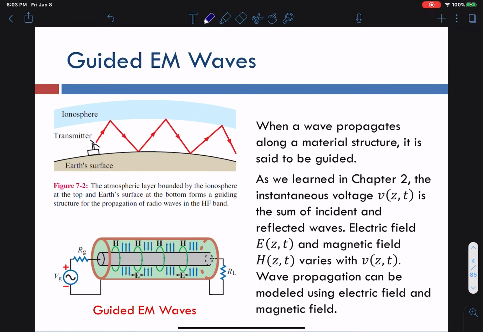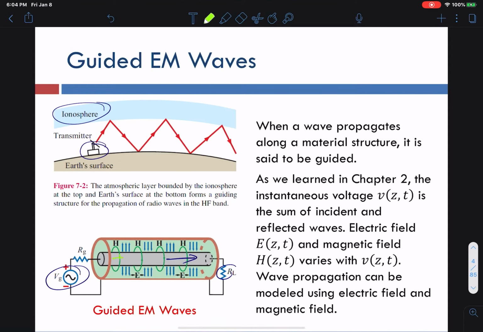Guided EM waves, like this wave over here, like a transmitter for your radio waves right here, are guided by two layers. One is the ionosphere and one is the earth surface, guiding them as the wave goes through. It's called a guided wave. And in chapter 2, we learned that electric waves and magnetic waves can travel together. So think about this one over here. If you have a source over here and a load over here, and your current, for example, is going this way. Think about that.